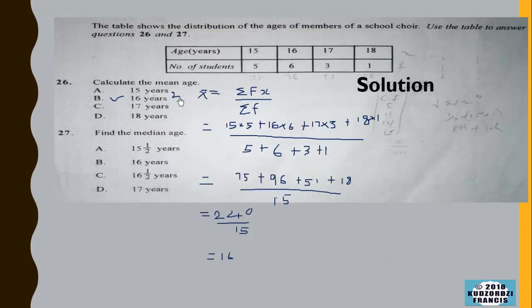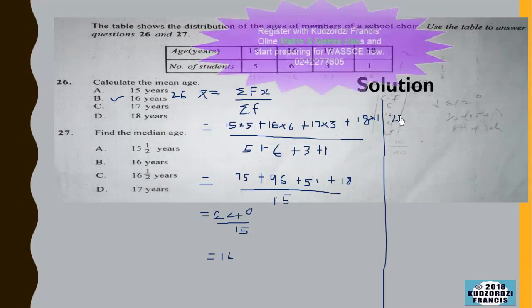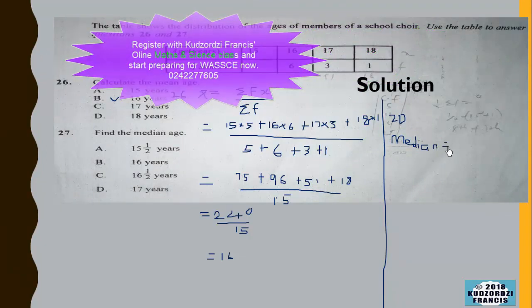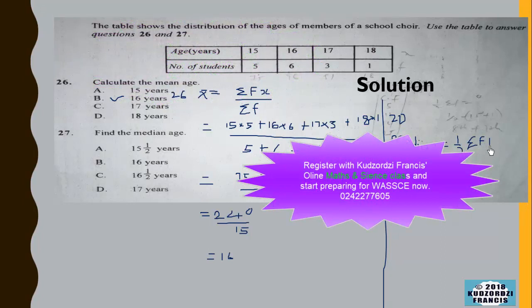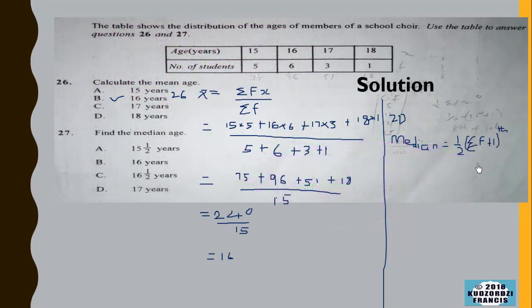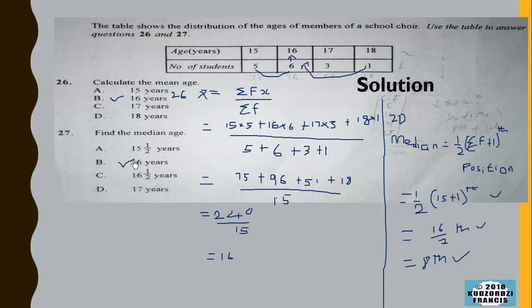So that is 16. Now we have, that's the solution for question 26. Now let's look at question 27. We are looking for the median. So we need to find half sigma f plus 1 value, the value that is in that position. So this gives us 1 over 2 into bracket 15 plus 1 value. So that is 16 over 2. So that is 8th value. So from the left and from the right, the median is 16.